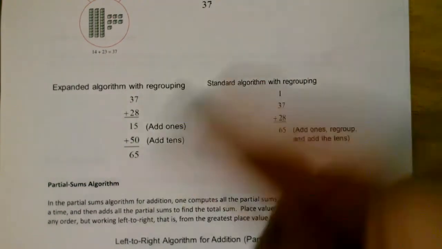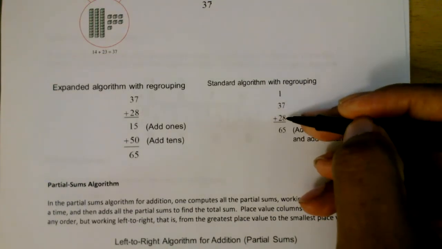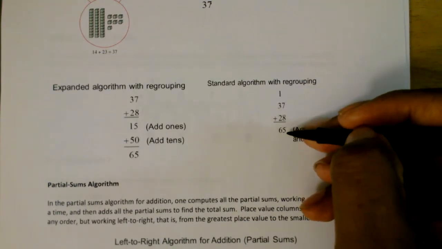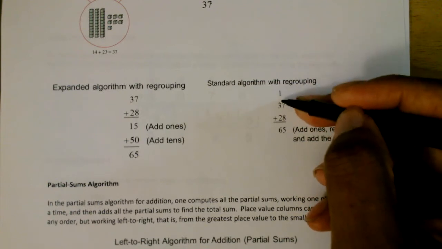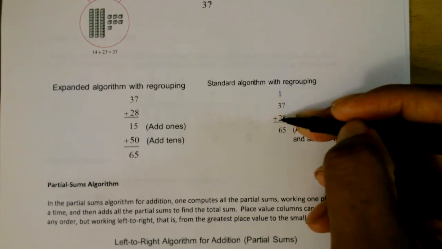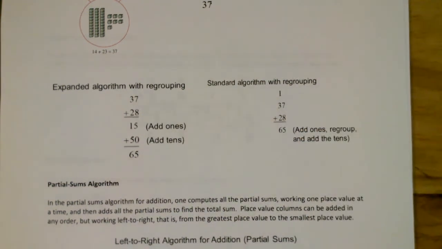But the traditional standard algorithm tells us to do this. 7 and 8 is 15. We write down the 5 and regroup the 1. That's why you see that 1 on top. So here, 3 plus 2 is the 5, plus this 1 will be 6. So 37 plus 28 will be 65. So you add the 1's, regroup, and add the 10's.